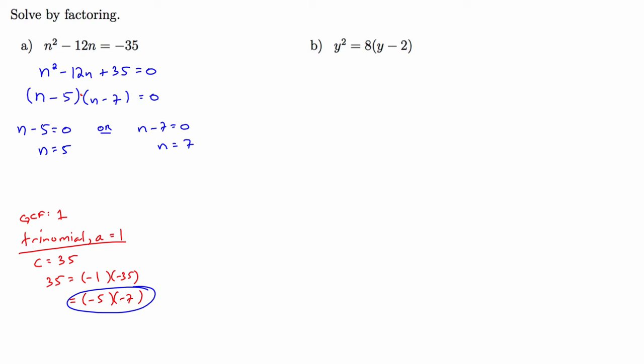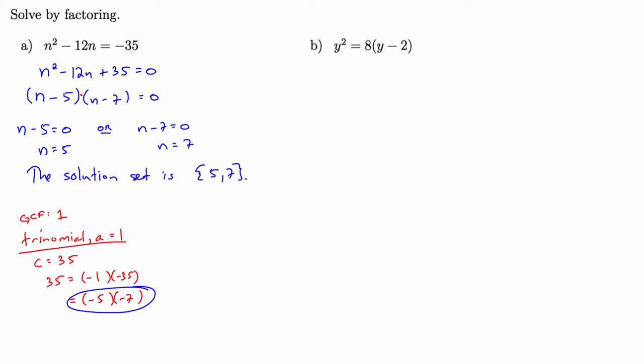Again, you should check that 5 and 7 are both actually solutions for this equation by substituting them in one at a time into the original equation. Once you have verified that 5 and 7 are the solutions for this equation, you then give your conclusion. The solution set is the set 5, 7.